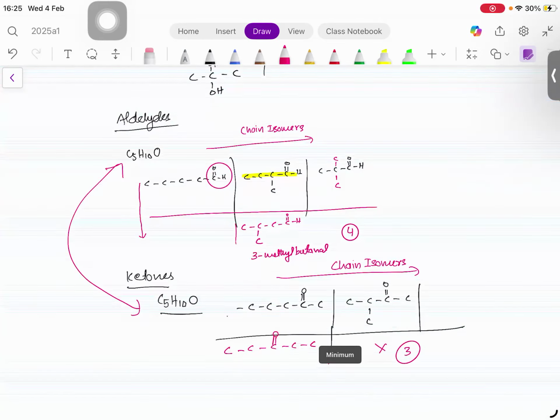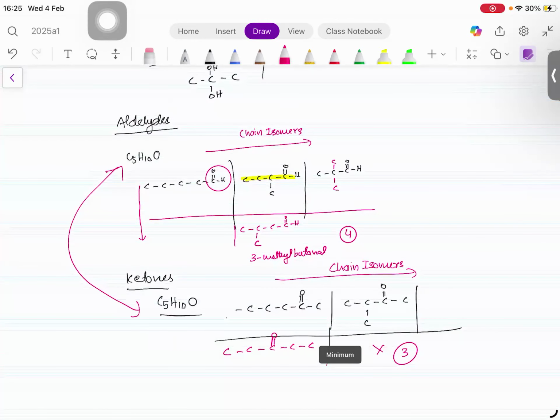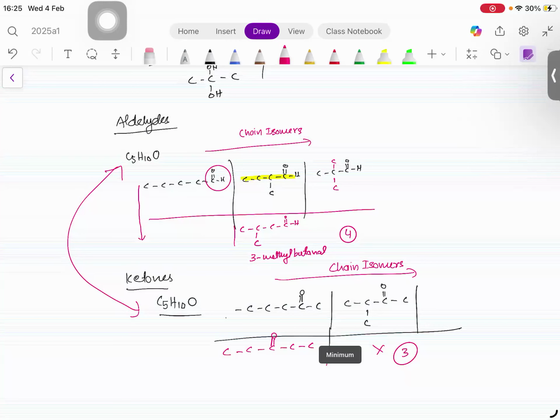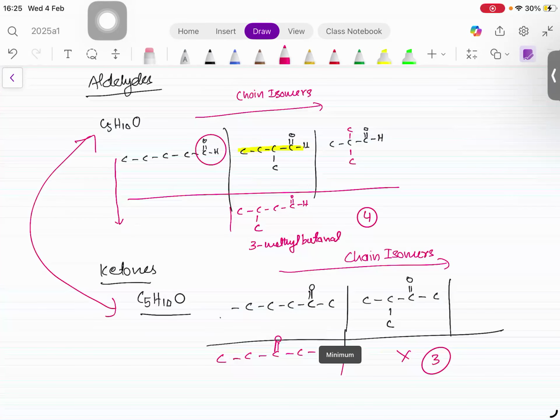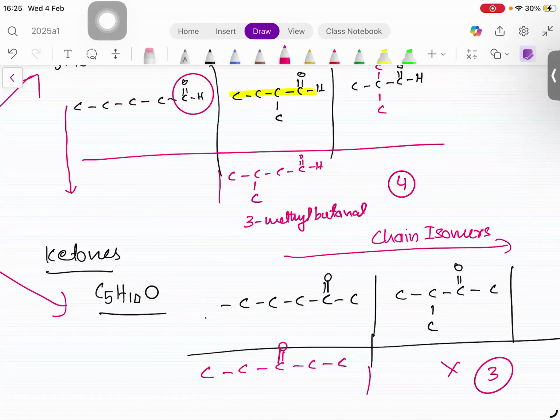So now you can understand that the 4 are the aldehydes, and the 3 are the ketones. Then use the same method I just taught: put all the carbons in one chain, draw the chain first, then reduce the number of carbons in the chain and make the chain isomers. Then every chain isomer is treated separately to look at the position isomers, right?